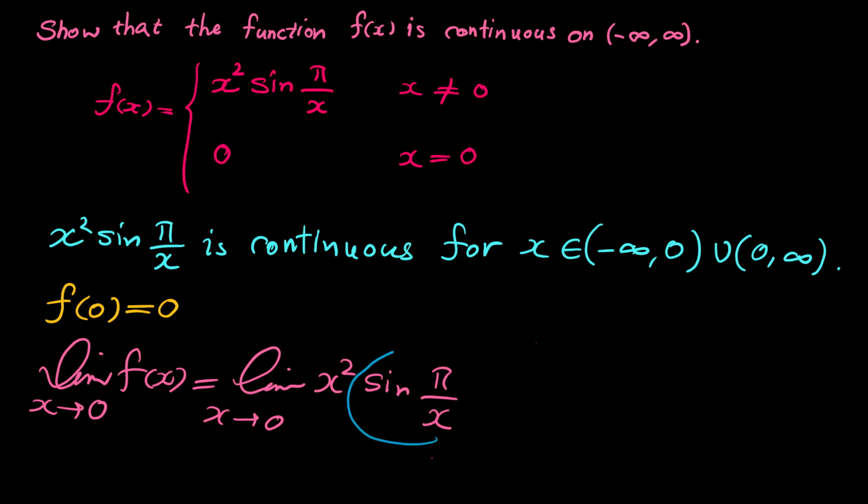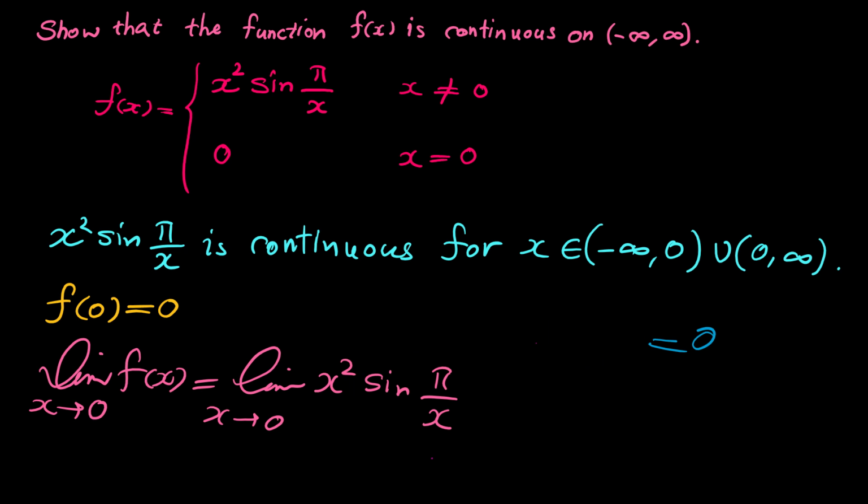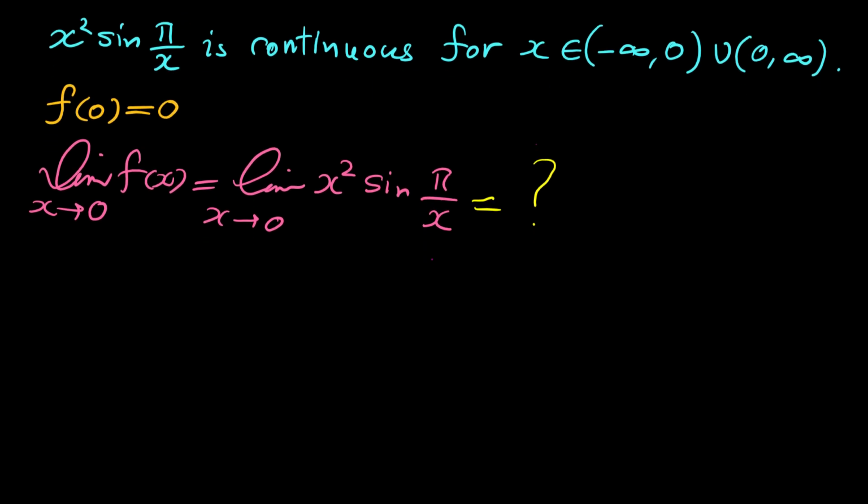Attention, if instead of this we had something like sine of x and x approaches 0, of course for this just substitute 0 and then sine of 0 is 0. You don't need to use a squeeze or sandwich theorem. But here, because x is in the denominator and x approaches 0, we have to use a squeeze or sandwich theorem for finding this limit.